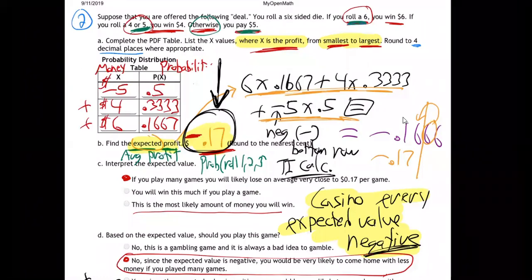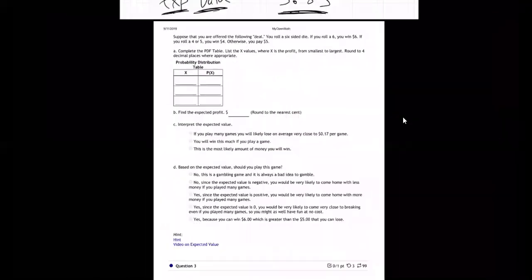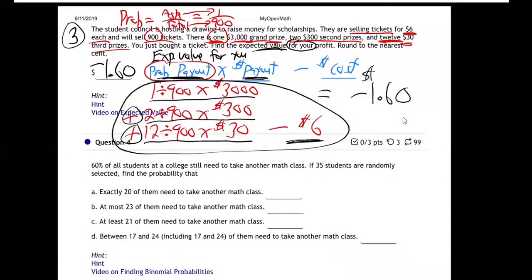So expected value is one overall calculation that involves all the different things that can happen, all put together into one overall average. So it involves all the parts, right? We did the same thing on this problem. We multiplied the money, the $6 times the probability, and then the money, the $4 times the probability, and then the losing of $5 times the probability. So it's the same thing. That's how we do expected value. It's not for each one separate. It's one overall average for the whole thing.